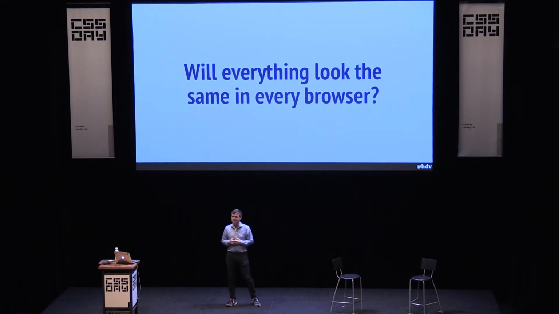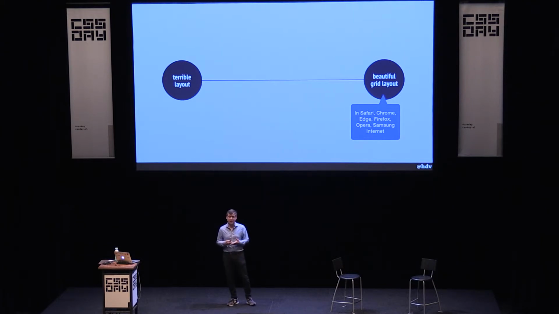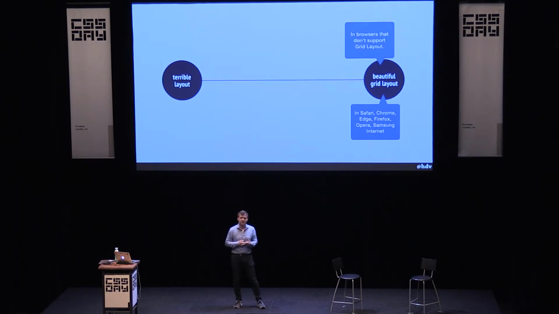So that is the reason that I want to talk to you about this. It's kind of a graph between these things. So you can have your beautiful grid layout or a terrible layout as the alternative. And your beautiful grid layout will work in all the most recent versions of all the browsers. That includes Samsung Internet and Firefox, Opera, Safari. They all do your beautiful grid layout for you. But what some people on your team might ask you to do is actually make it work in all the other browsers as well.